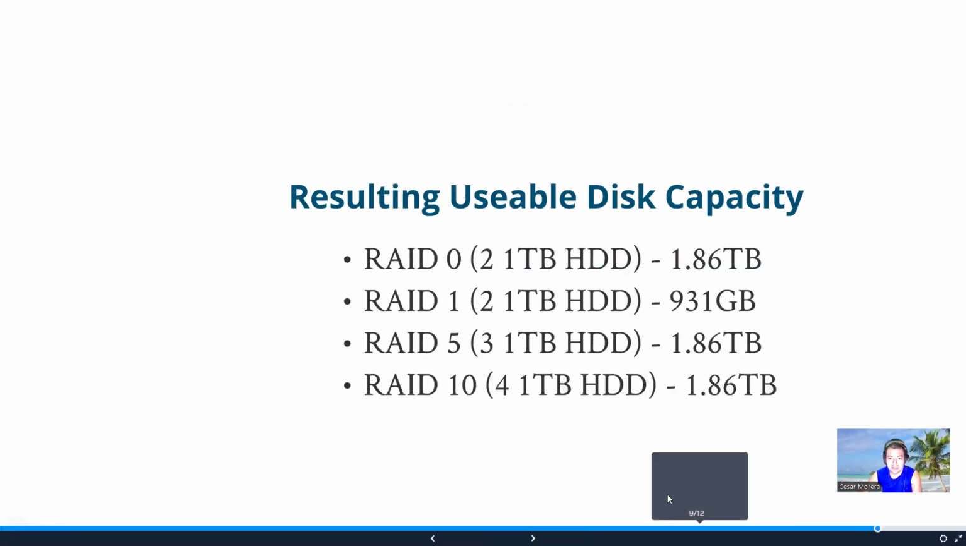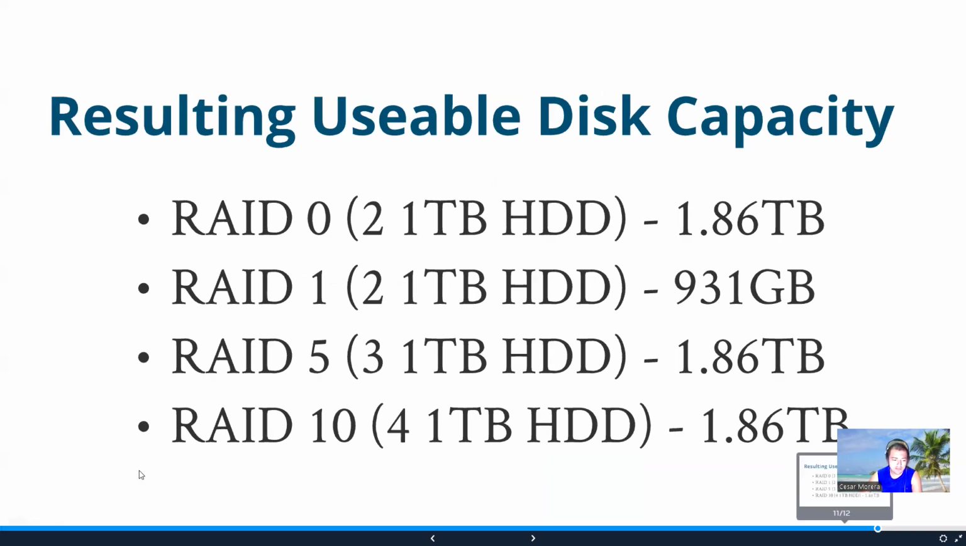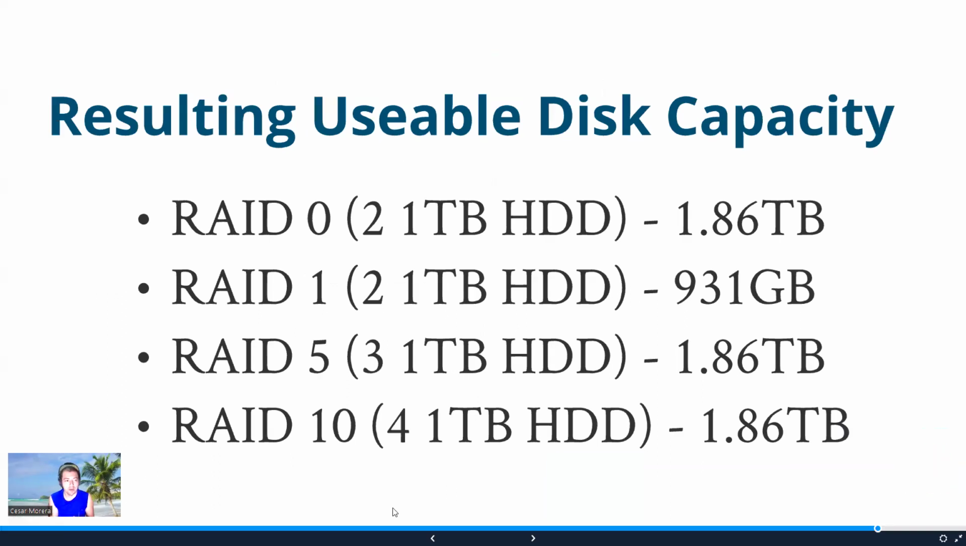So let's continue. Let's see what is going on. Now we're talking about space, a very important topic here: the resulting usable disk capacity. We are talking about 1.86 terabytes for RAID 0, 993.1 gigabytes for RAID 1, 1.86 terabytes for RAID 5, and finally 1.86 terabytes for RAID 10. So you have an idea about the disk capacity for each of these RAIDs.